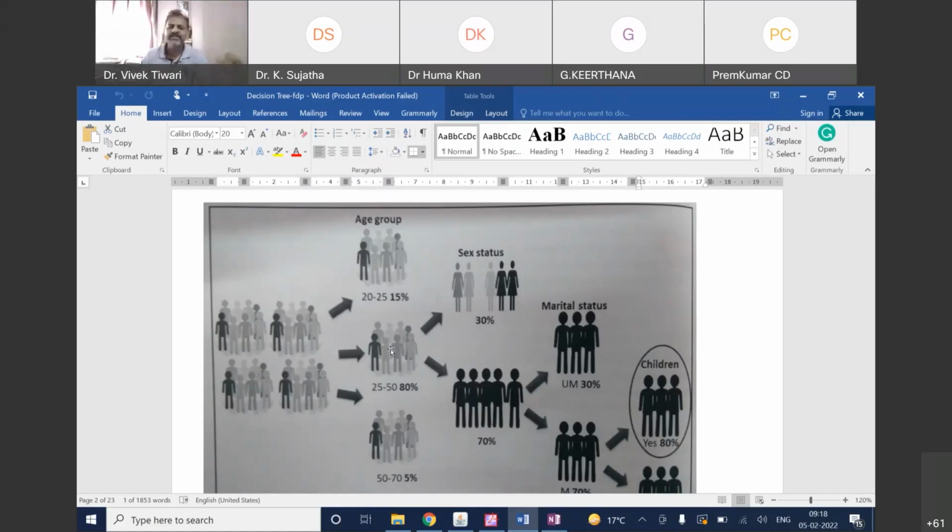So here, if I ask the simple question, which group will you select for contacting? Suppose your company wants to sell some policies, an investment plan. Which group will you select? There are three groups: 20 to 25, 25 to 50, and 50 to 70. The second group, Sasiji has written correctly, because there is an 80% chance if you go with this group. That is the only reason to select the second group. The first and third groups we will discard.